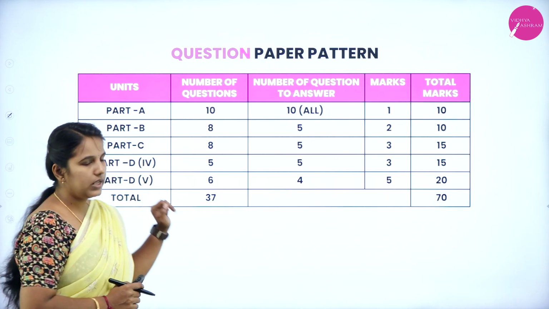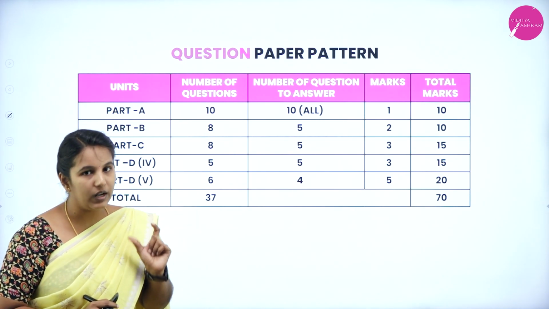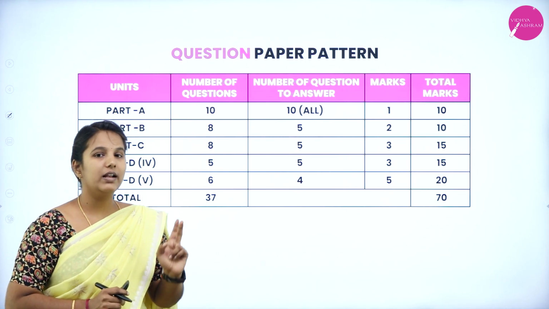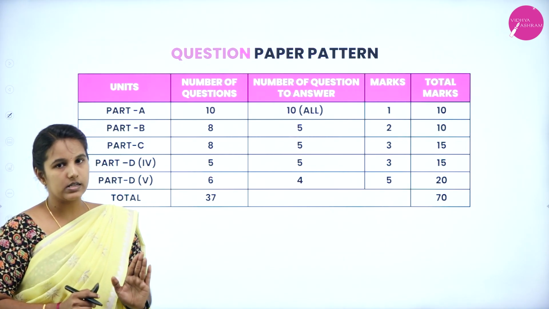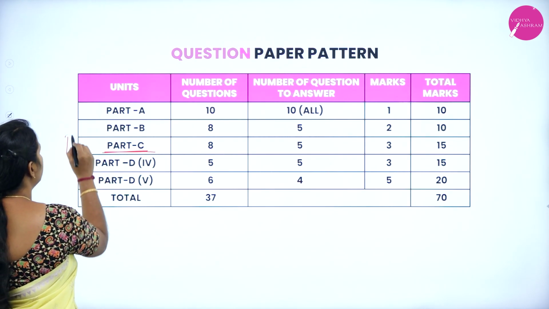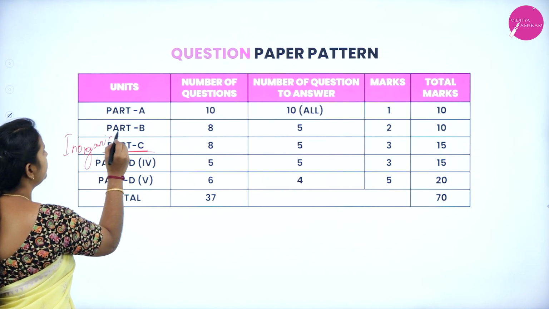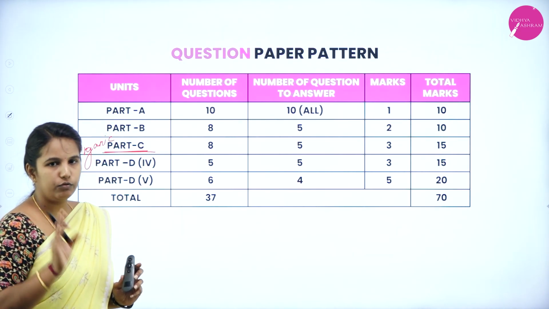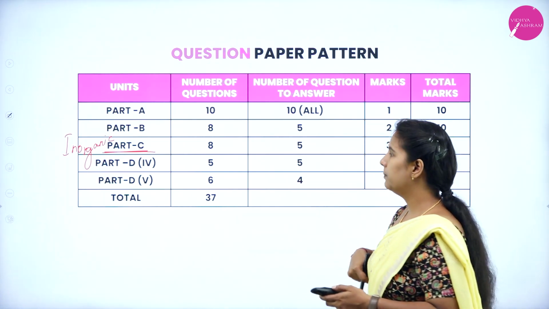Coming into part C, again there will be 8 questions given to you. You need to attend only 5. Each question will carry 3 marks. You will get 15 marks. Okay, part C is meant for inorganic chemistry, that you should remember. Only from the inorganic 4 units can we expect questions for this part C.